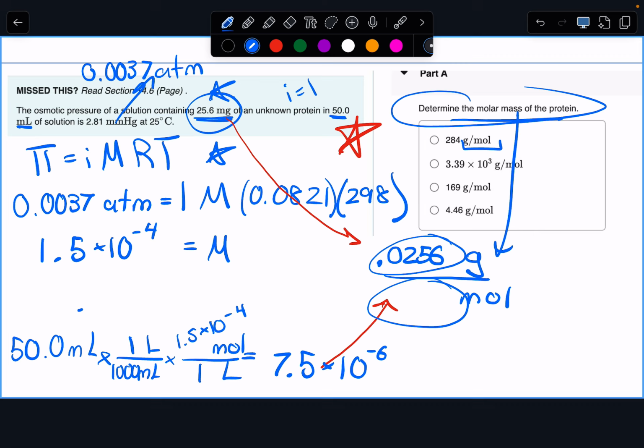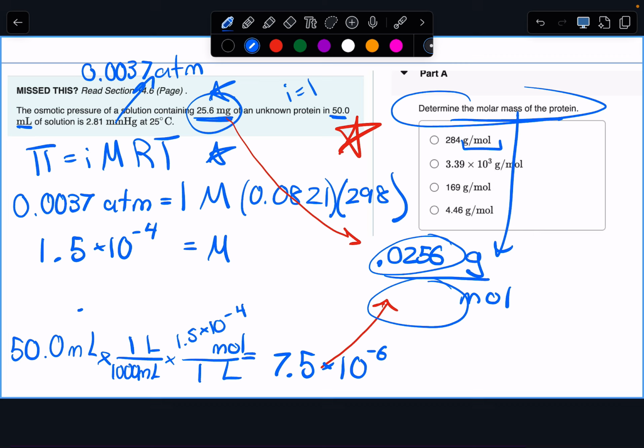It's not right. Let me double check a couple things. 2.81 times 60 divided by 0.821 times 298. That is correct. Moles per liter. 50. Oh, I think I just forgot a parenthesis. 0.0256 divided by parentheses 7.5 times 10 to the negative 6th.